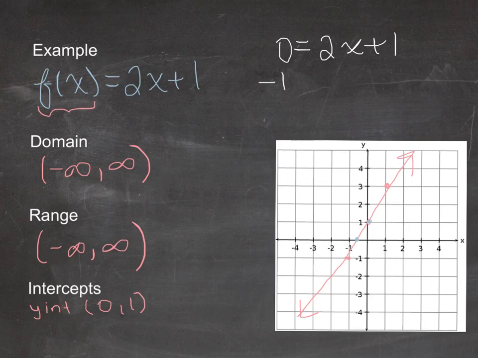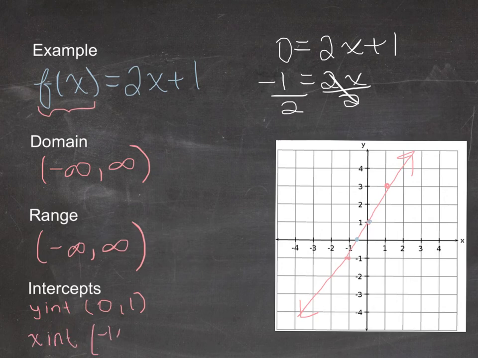I move the 1 over, equals 2x, divide both sides by 2. So I get x is negative a half. So my x-intercept is negative 1/2 and 0, which is what that looks like on the graph as well. But just to be sure, you should do it algebraically. Okay, let's see one more example.